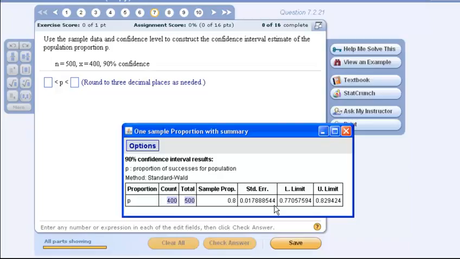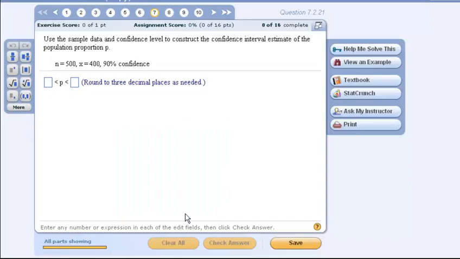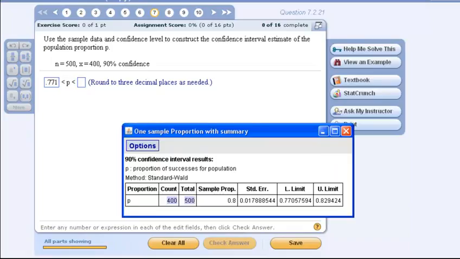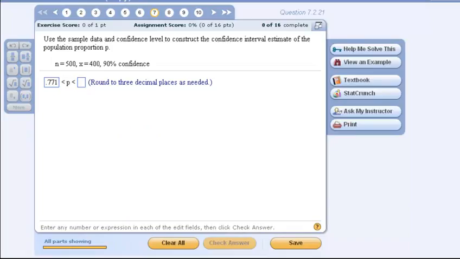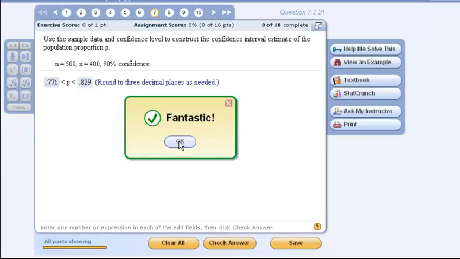Here's our standard error, and then the lower limit of this interval would be 0.771 if we round to 3 decimal places, as it says in the problem. So 0.771, and the upper limit would be 0.829. So we'll put those values into the boxes. And we'll click check the answer, and it says we did a good job.